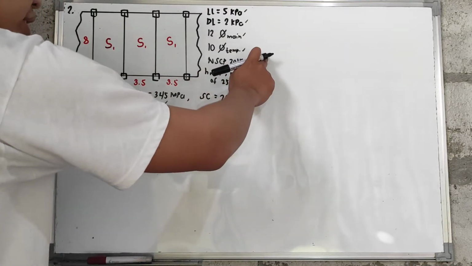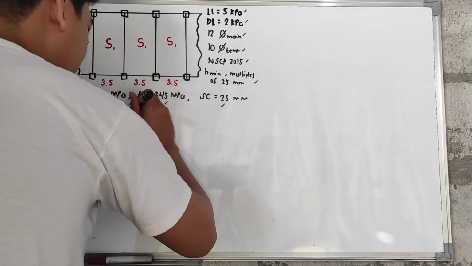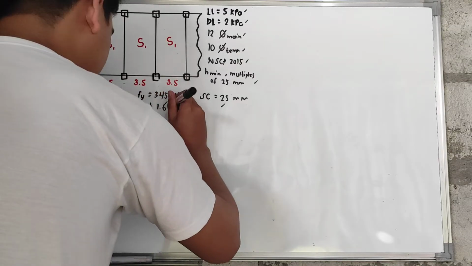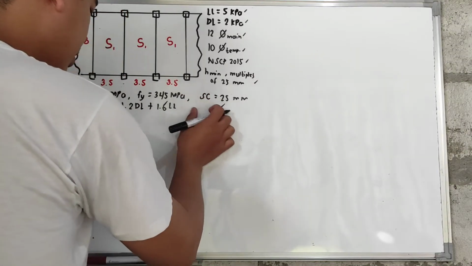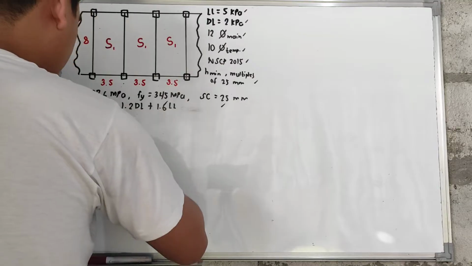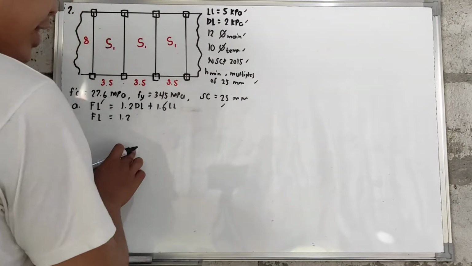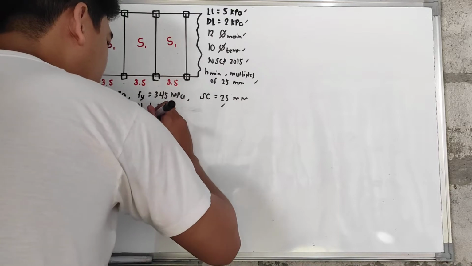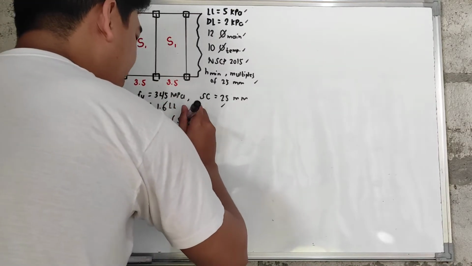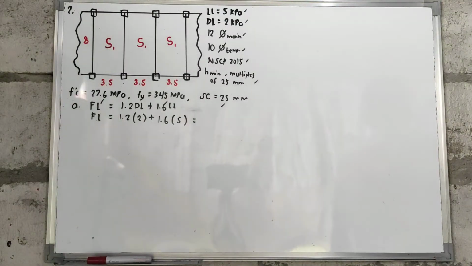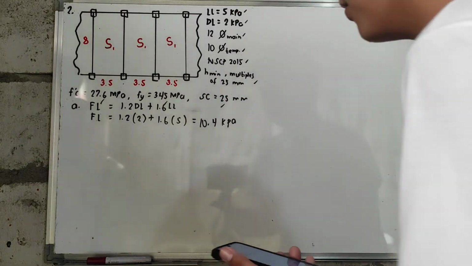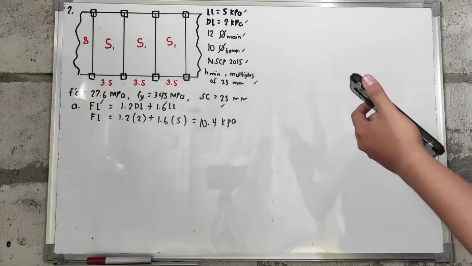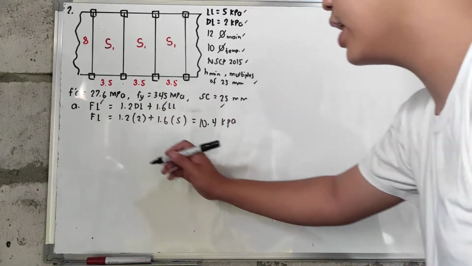So since we are using NSCP 2015, that is 1.2 dead load plus 1.6 live load. So for this one, we have a value of 1.2 times the floor dead load in kPa. Yung dead load natin, that is 2 kPa, plus 1.6 times yung live load natin, that is 5 kPa. So you will have a value which is equal to 10.4 kPa.